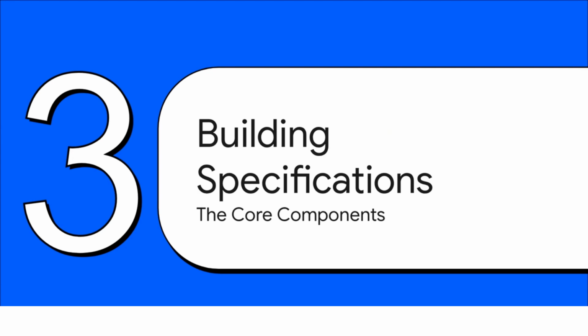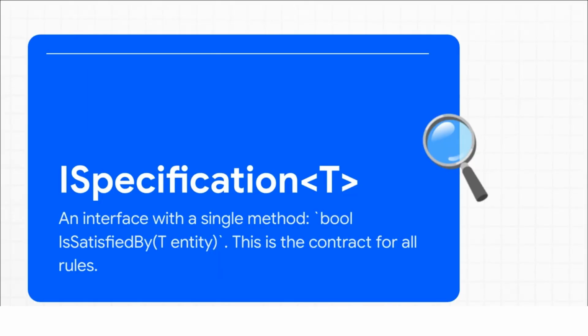Okay, so that's the what. Now let's get our hands dirty and talk about the how. We're going to build these little matchmakers piece by piece and see what the core components actually look like. It all starts with this one simple foundational interface, ISpecification. That T you see is just a placeholder for whatever object we're checking. In our case, a driver.